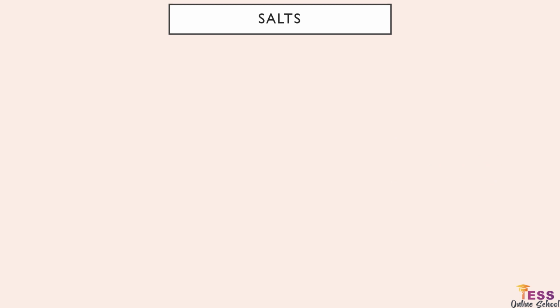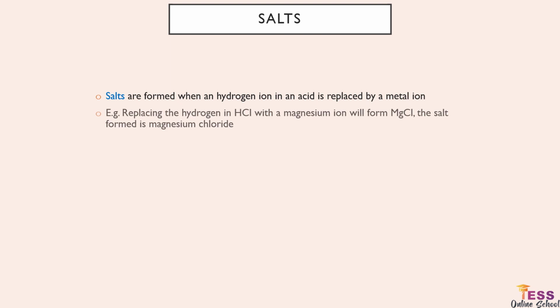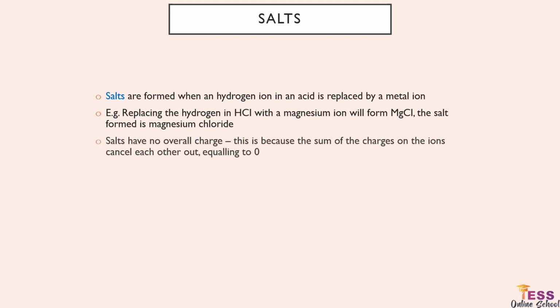Now let's talk about salts in more detail. Salts are formed when a hydrogen ion in an acid is replaced by a metal ion. For example, replacing the hydrogen in hydrochloric acid with a magnesium will form magnesium chloride. Salts have no overall charge. This is because the sum of the charges on the ions cancel each other out, therefore become zero. There are different uses for salts, and these include cleaning products, healthcare products, and fertilizers.